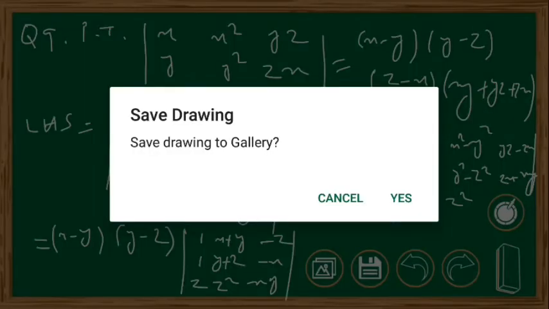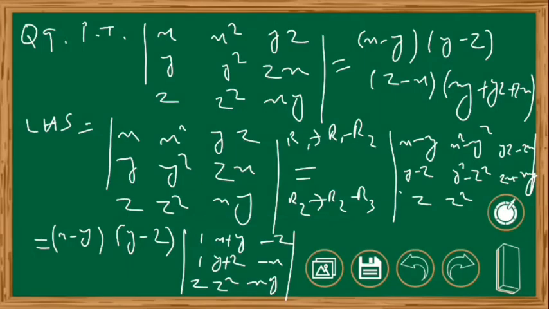Okay, so now I'll take x plus y and minus z. What I'll do is subtract row 1 and row 2. If I subtract, this will be 0, this will be x minus z, this will also be x minus z, and the remaining things will be the same: 1, y plus z, minus x, z square and xy.